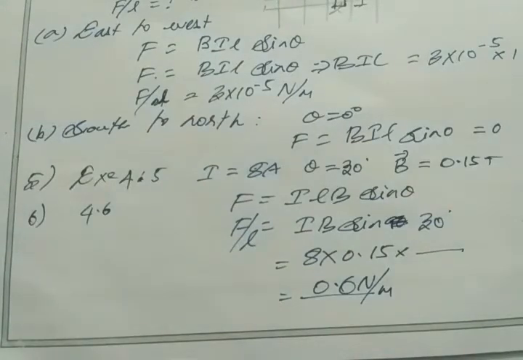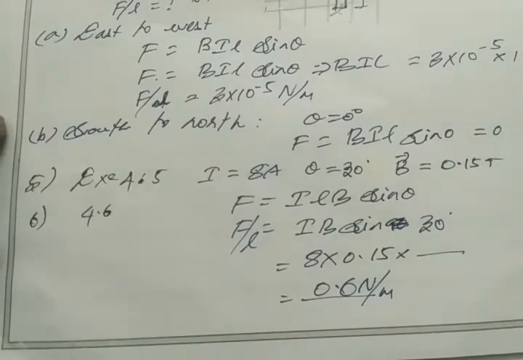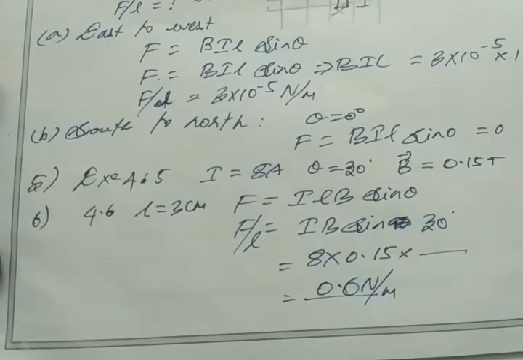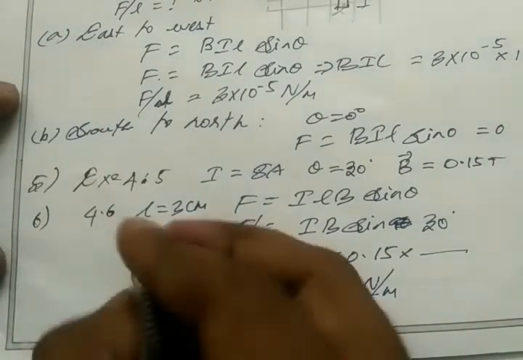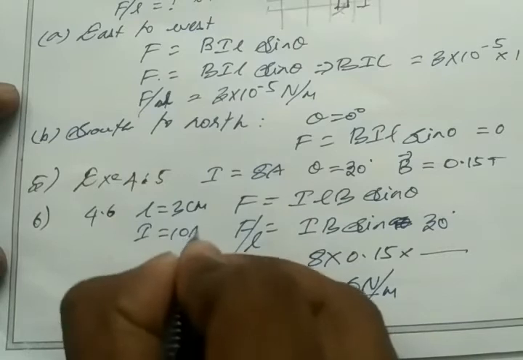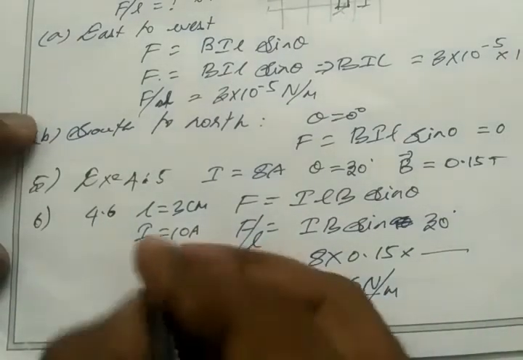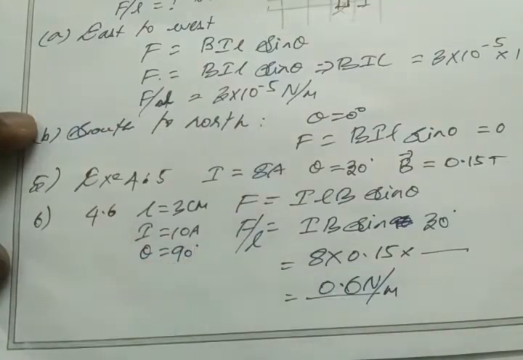A 3 centimeter wire carrying a current of 10 ampere. Here they gave the length of the wire, so L equal to 3 centimeter. Convert it into meter. Current I equal to 10 ampere, placed inside the solenoid perpendicular to the axis. Theta equal to 90 degrees.